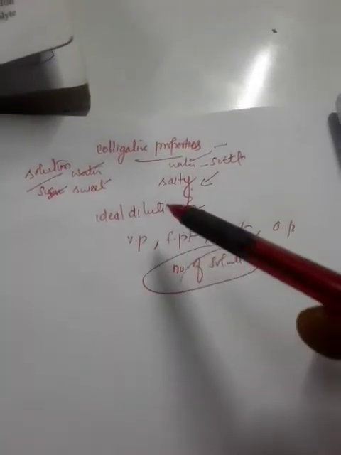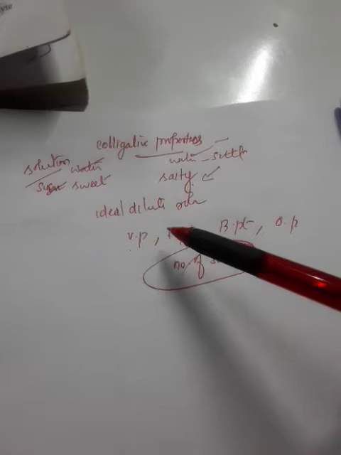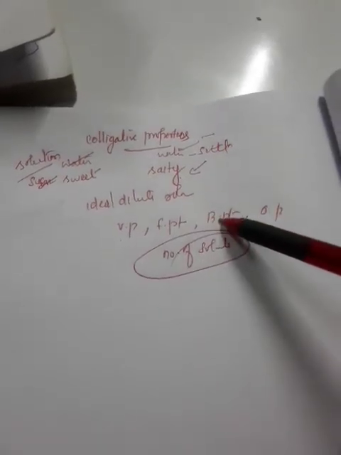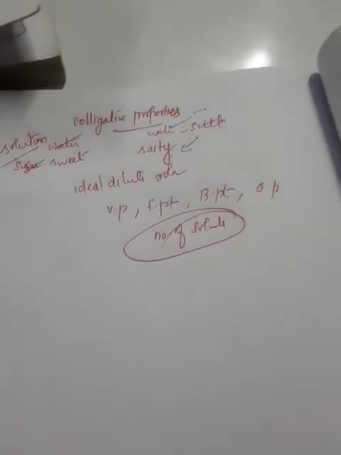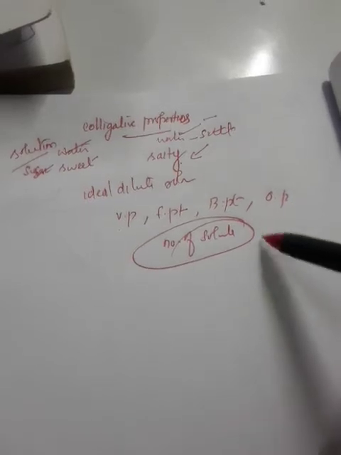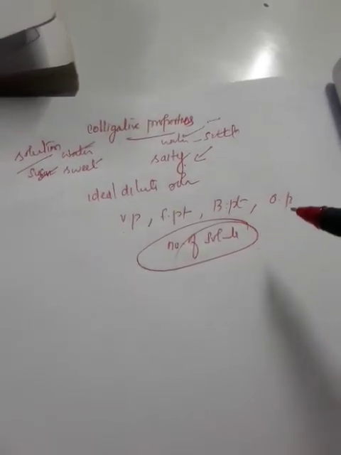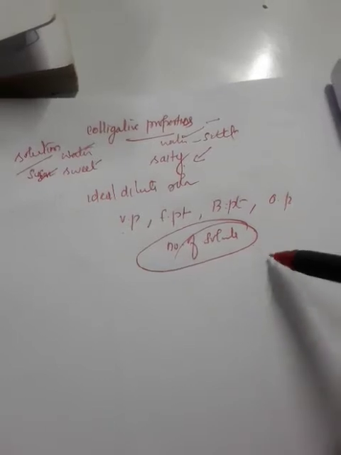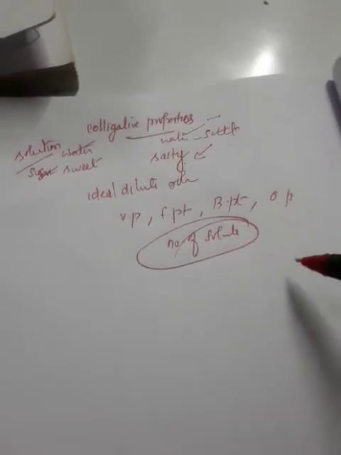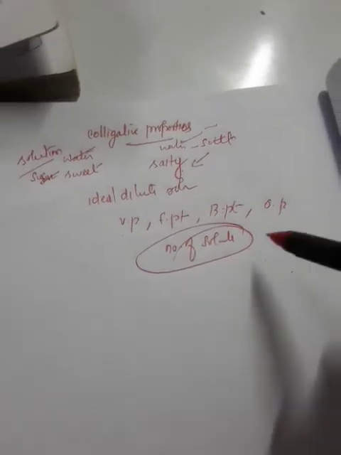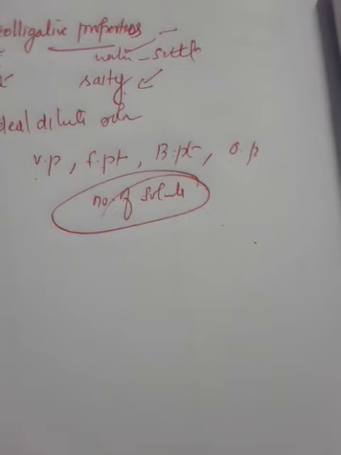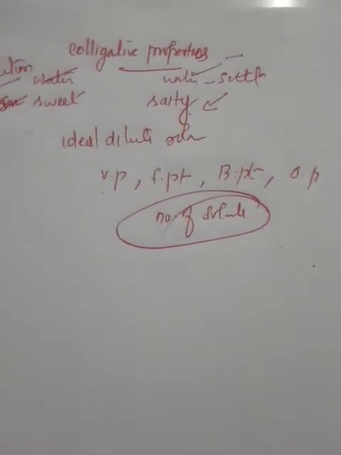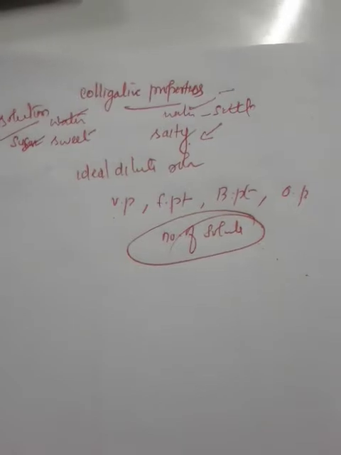So these four properties, relative lowering of vapor pressure, depression of freezing point, elevation of boiling point, osmotic pressure, are known as colligative properties because they depend upon the number of solute particles. Though the magnitude of these properties is small, they have plenty of practical applications. For example, today we are going to learn about osmotic pressure. Already in lower classes you have learnt about osmosis and osmotic pressure. Many biological processes depend on osmosis. That is a spontaneous process.